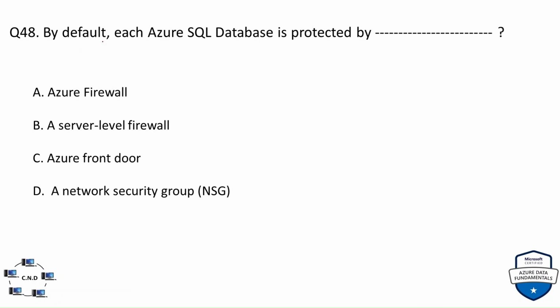Question 48 is that by default, each Azure SQL database is protected by, options are A. Azure Firewall, B. A server level firewall, C. Azure Front Door, and D. A network security group. The correct option is a server level firewall.